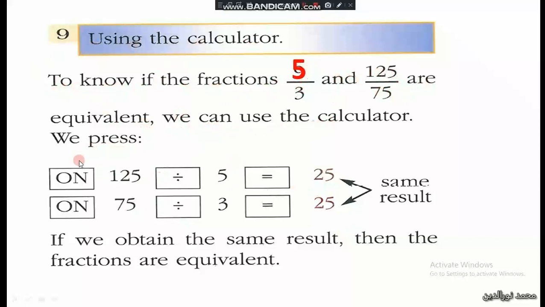So we turn it on and we type on the keyboard of the calculator 125 and then divide it by 5. So we divide the numerator of the second fraction by the numerator of the first fraction and we got 25. Also we do the same for the denominator, 75 divided by 3, and we got the result 25. If we have the same result, the two fractions are equivalent.